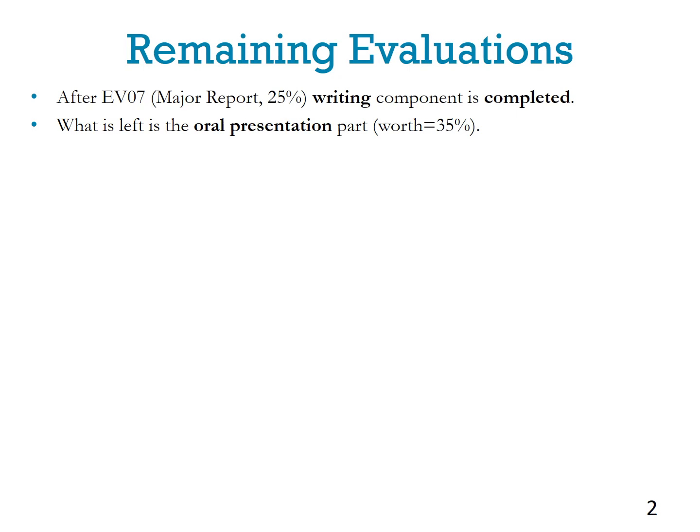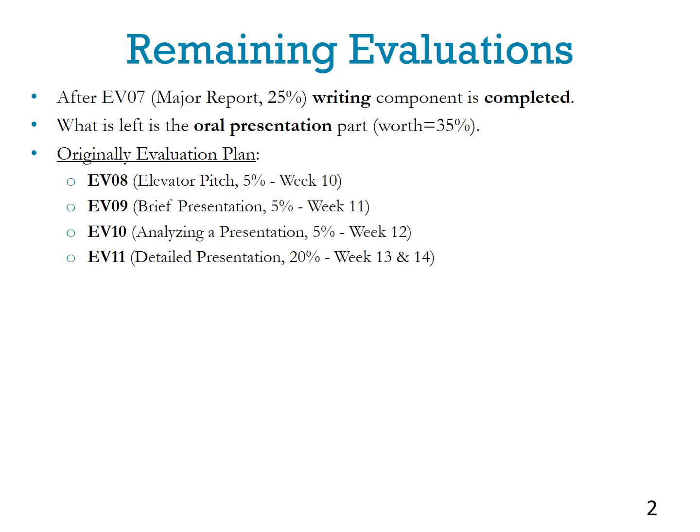Okay, so the oral presentation part is worth 35%. I'll explain the plan as we go. The original plan was to have 4 evaluations: EV8, EV9, EV10, and EV11. EV8 5%, EV9 5%, EV10 5%, and EV11 20%.